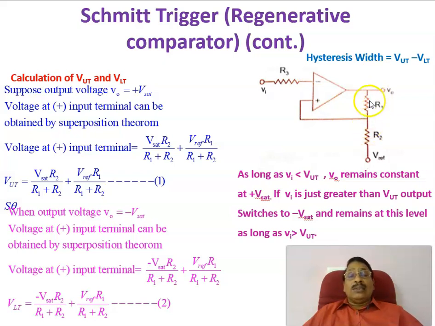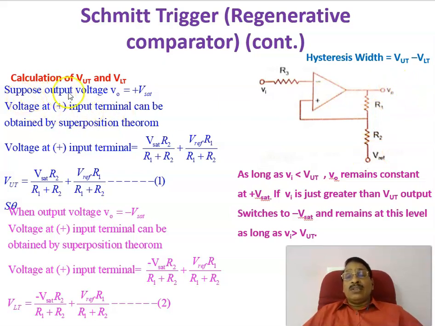To calculate this, you have to apply the superposition theorem. When plus Vsat is present, you ground this point and calculate this voltage. Then when V reference is present, you consider the other source as ground and calculate this voltage. When both inputs are applied, you add these two voltages to get the resulting voltage. That is the superposition theorem.